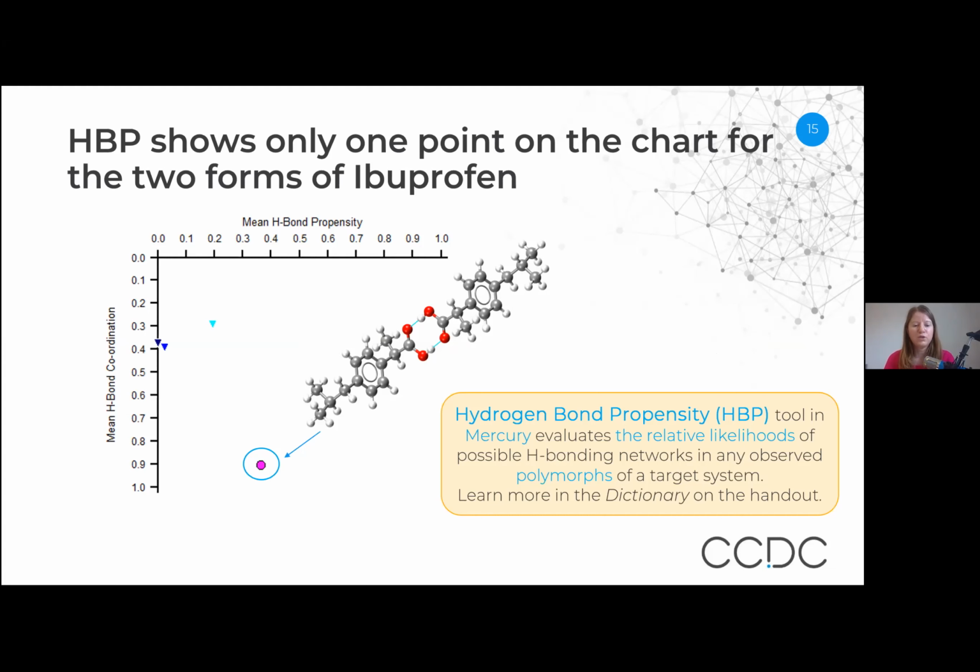This material has two polymorphs, and both of them have the same hydrogen bond network. They form a carboxylic acid dimer, as illustrated in this picture. Now, the hydrogen bond propensity will plot both of these polymorphs at the lower point on the chart in here. So this is the limitation of the tool. If you have the same interactions, you cannot really distinguish between them. What you can use this tool for is to look for the presence of OH...O interactions or OH...N.